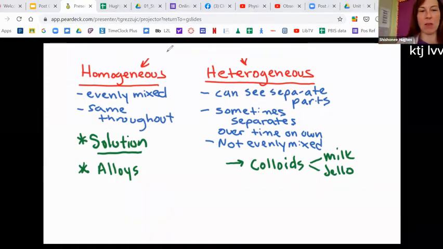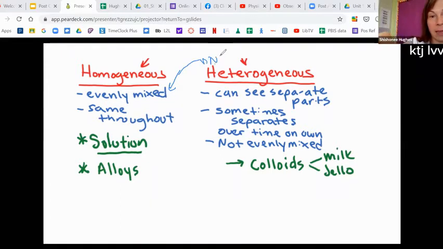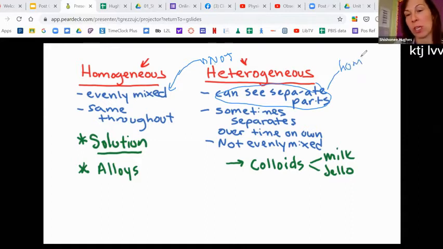So if we have evenly mixed, this would be evenly mixed, but this is not evenly mixed, okay? So that would be a difference. With heterogeneous, you can see the separate parts, but with a homogeneous mixture, you cannot see the separate parts.